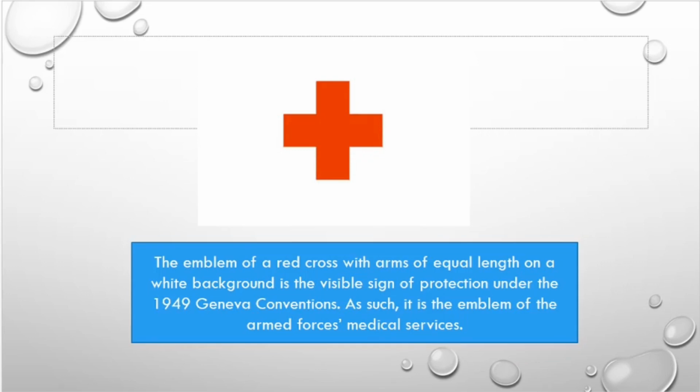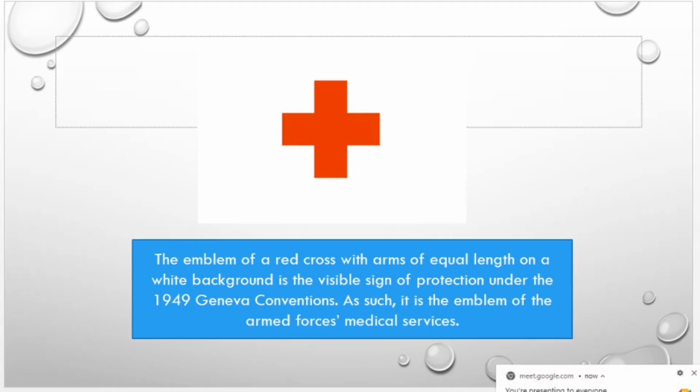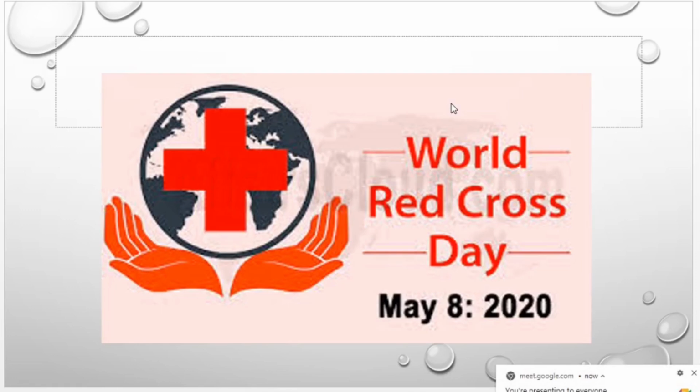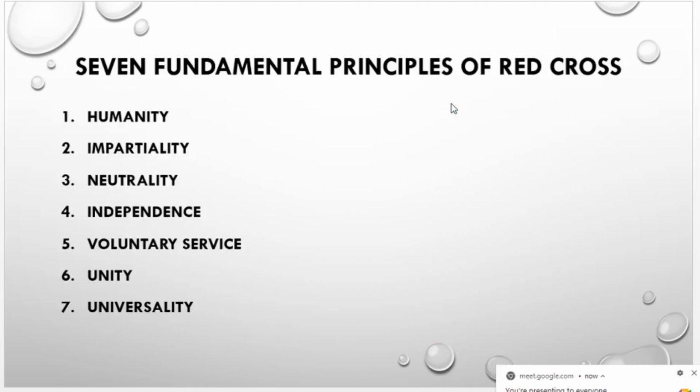Now, can anybody tell me this is the sign for which organization? Red Cross. Yeah, it's written in the slides, right? So how did the Red Cross come to be? Everybody knows when they see this sign that it is the sign of the Red Cross Society. World Red Cross Day is celebrated on May 8th. So these are the fundamental principles of the Red Cross. It has 7 fundamental principles.